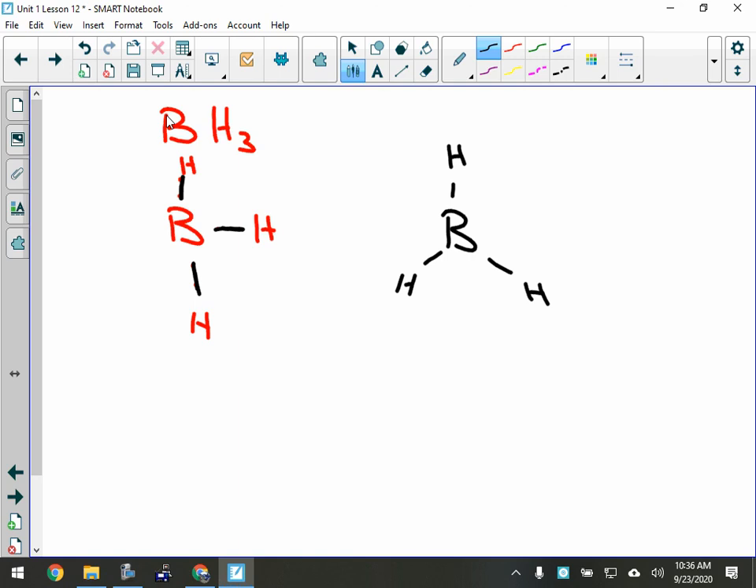Here's the case. We're not going to get into why. You can look it up on the interweb if you want. But this actually is okay. This is 120, and this is 120, and this is 120. This is the one that's perfectly symmetrical. This would go like boron trihydride, boron trifluoride, boron trichloride.